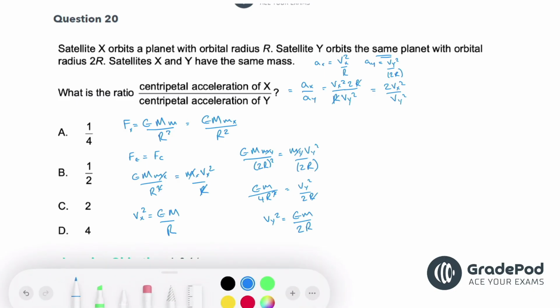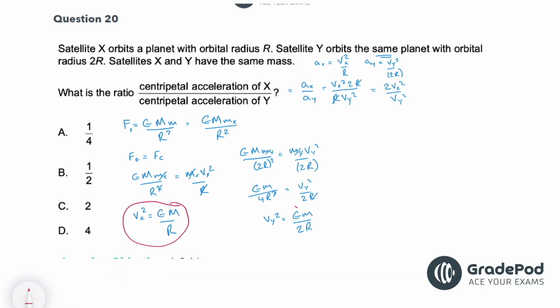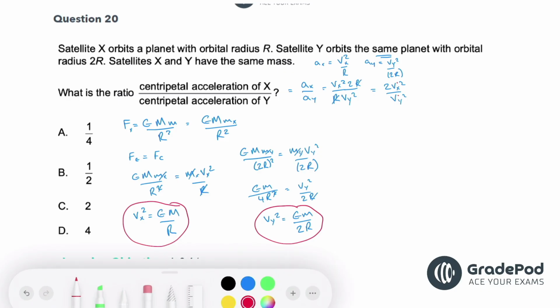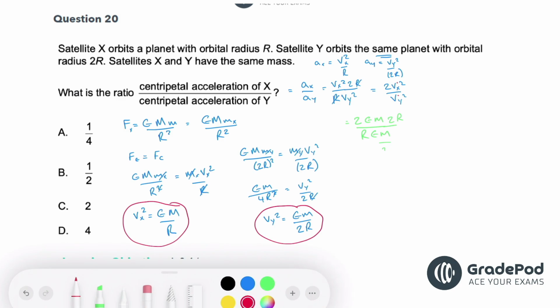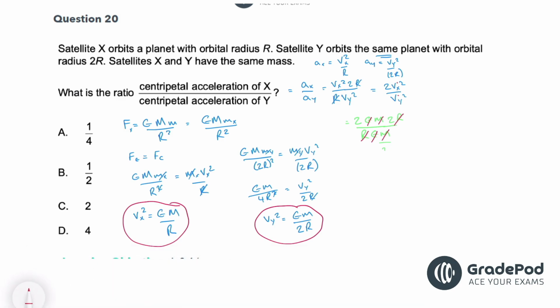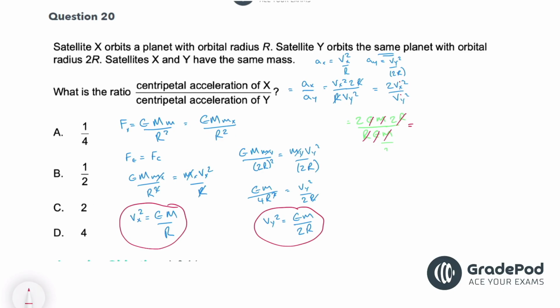So we're going to take this and substitute them up here and here. Let's do that in green. So we have 2vX squared, which is GM over r. And then vY squared is GM over 2r, but that goes up to the top, so 2r. I'm going to cancel some stuff out. That cancels with that, that cancels with that, that cancels with that. And we have the answer is 2 times 2, which is 4. The answer here is 4.